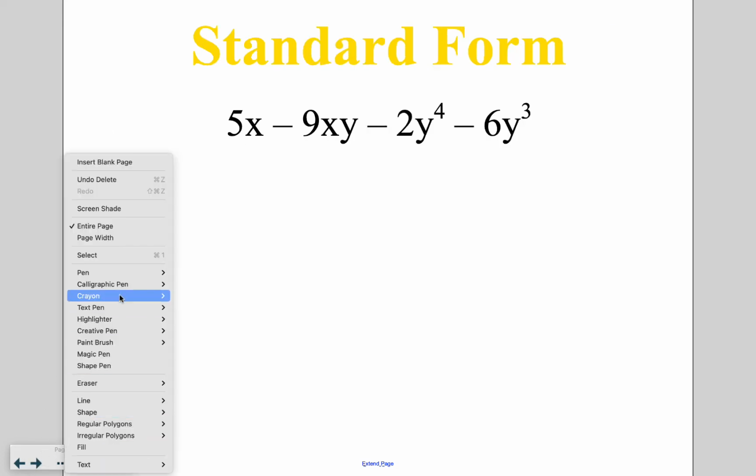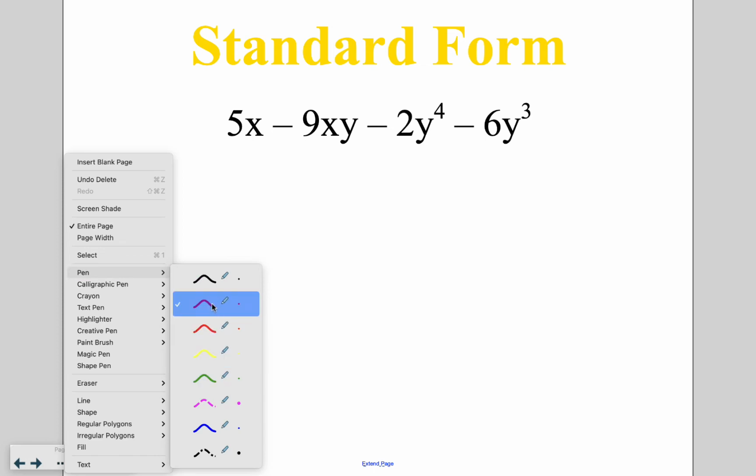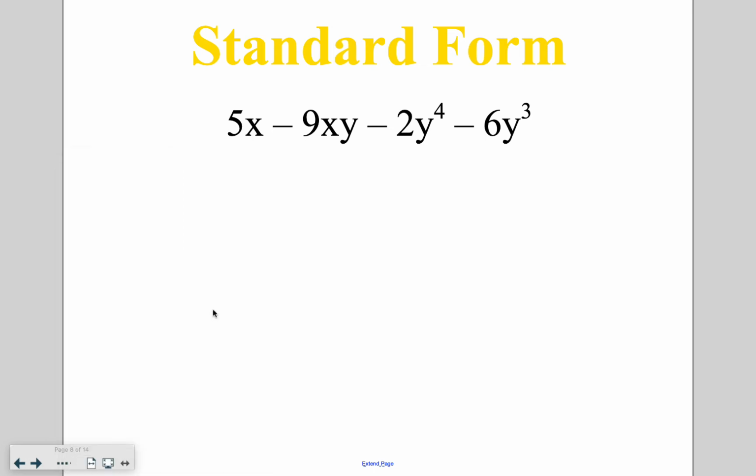Once we know how to identify the polynomials, then we want to start to be able to put them into standard form. Remember, standard form means the highest degree term shows up first. So I start looking at this first term. I've got 5x, that's to the first power, which means it's the first degree. My second term, I've got negative 9xy, so that's 2 exponents of 1, giving me a degree of 2. Then I've got minus y to the 4th, 1 singular exponent of 4. And then I've got minus 6y to the 3rd, 1 single exponent of 3.